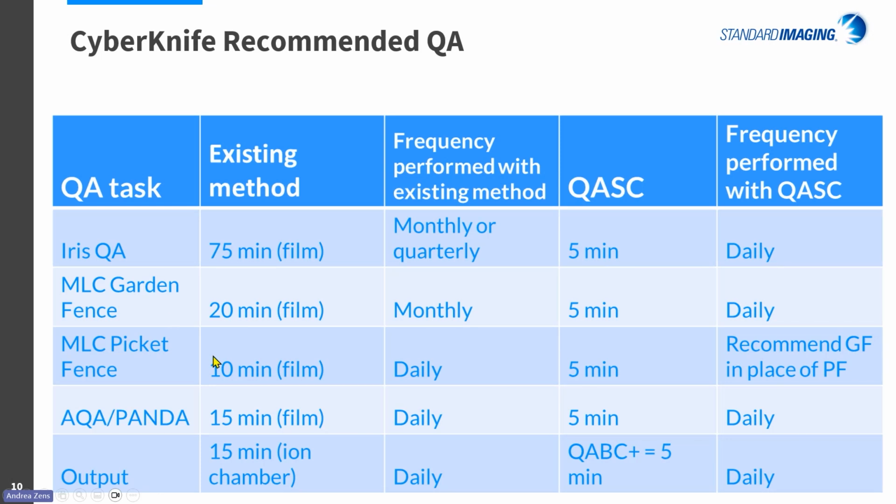And the other thing, while Accuray recommends a picket fence test daily, that is using film and is qualitative: this looks okay to my eyeballs today. Yes, you can do that with StereoChecker, but at the end of the day, the MLC garden fence test, which they recommend monthly, but does have metrics against it, why not use your StereoChecker, which will give you the absolute MLC leaf positions on that daily basis in 5 minutes, making sure that you meet Accuray's criteria.